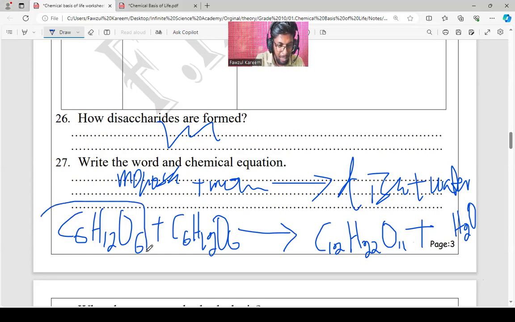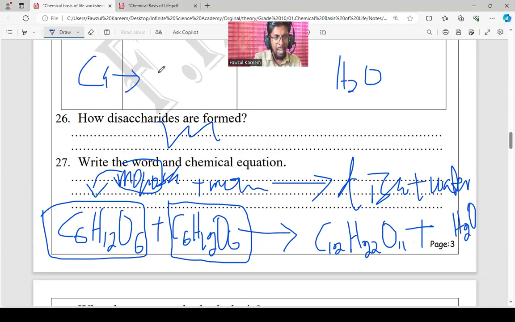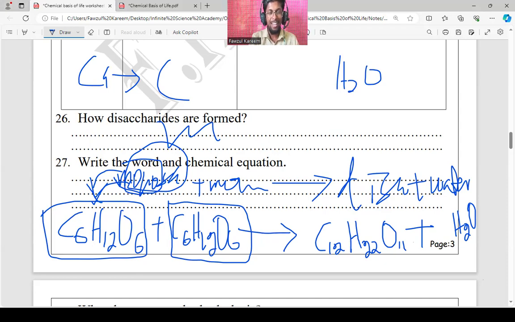This is the chemical formula for monosaccharide, and this is the chemical formula for monosaccharide. So monosaccharide plus monosaccharide. What is the chemical formula for monosaccharide? C6H12O6. So instead of writing monosaccharide, now I am writing the chemical formula. Water, we can say H2O. Instead of writing carbon, we can write C. Like that, instead of writing monosaccharide, we can write C6H12O6. Is it clear?